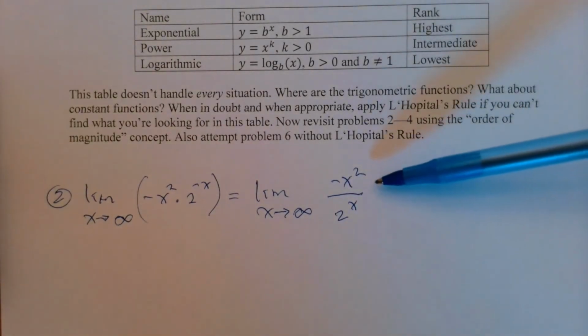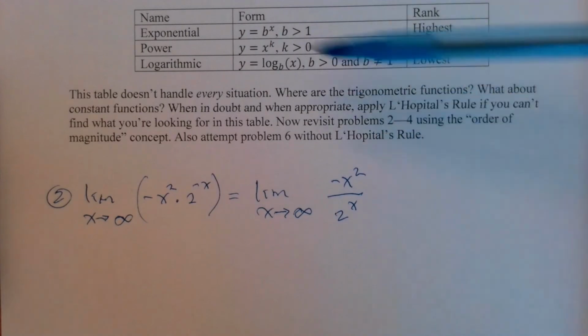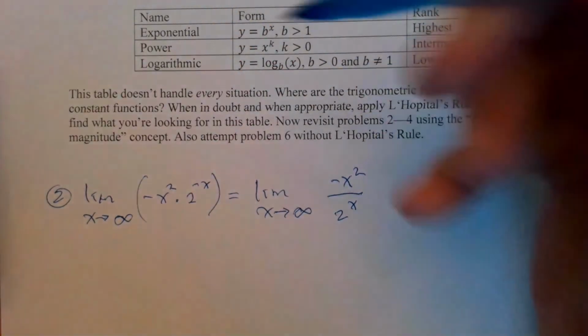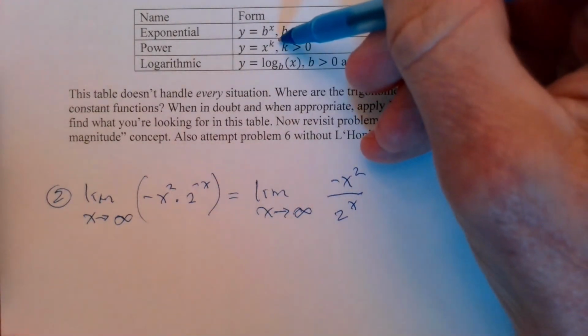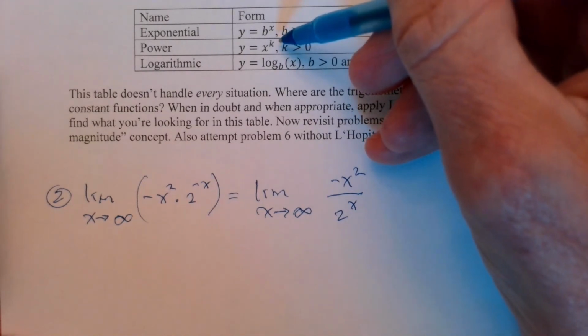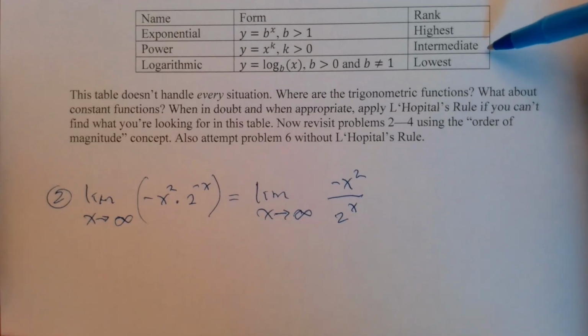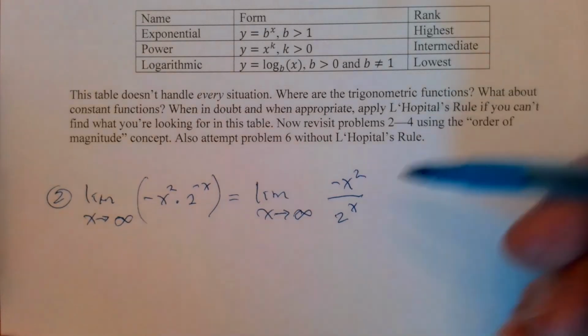X squared is said to be a power function. Power functions look like x to the k value, where k is any number bigger than 0. X squared, x cubed. This could even be x to the 0.5 power, you know, like the square root of x. That would be considered a function that goes to infinity at intermediate speed. It's got intermediate order of magnitude. This one does.